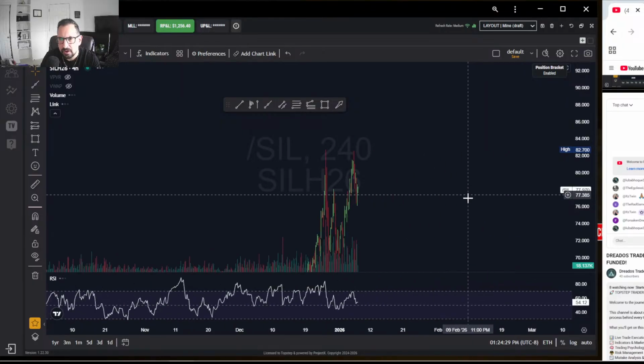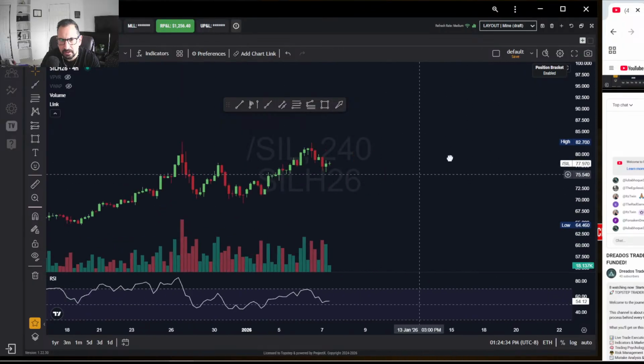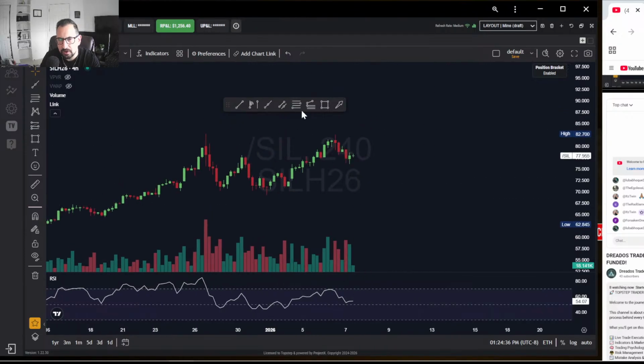Let's take a look at the 4 hour. So we're going to break all-time high. We had a nice pullback here. So now we want to do our Fibonacci levels. We have a low here, a high here, and then a decent pullback where trend was broken.